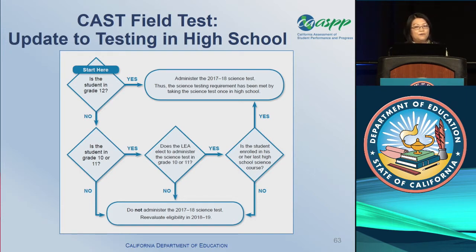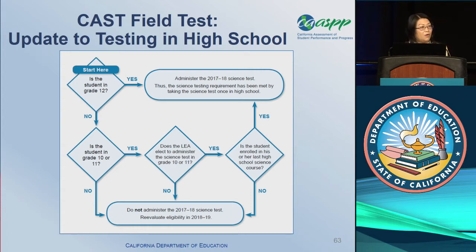Now, to prepare for this year's field test, we are going to provide some guidance to LEAs to determine who will take the science test in high school. Remember, all grade 12 students are required to take the science test. That is that the CDE will use grade 12 for accountability reporting. Okay? I know it takes a while to sink in. Took me a while too.